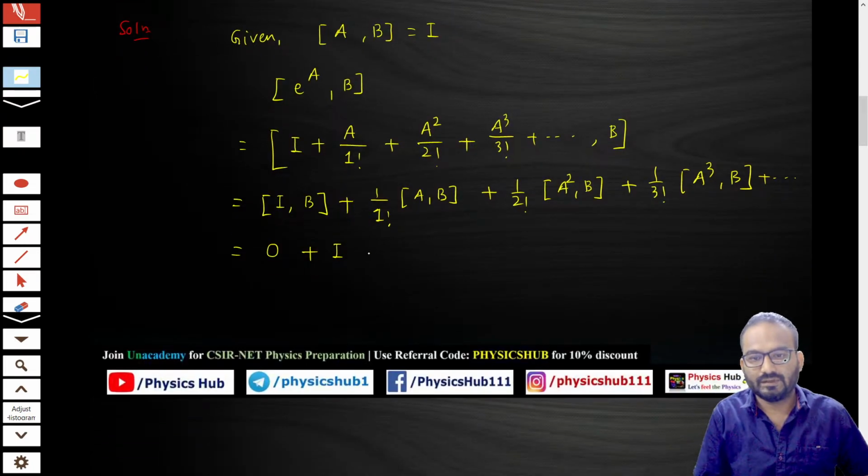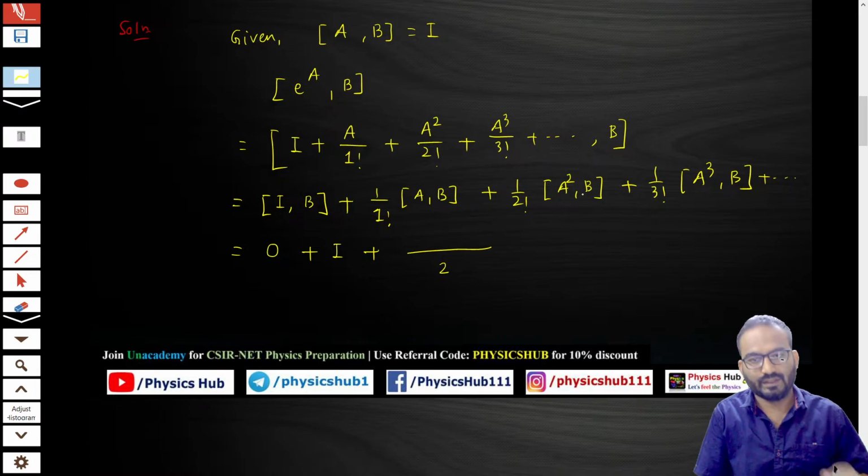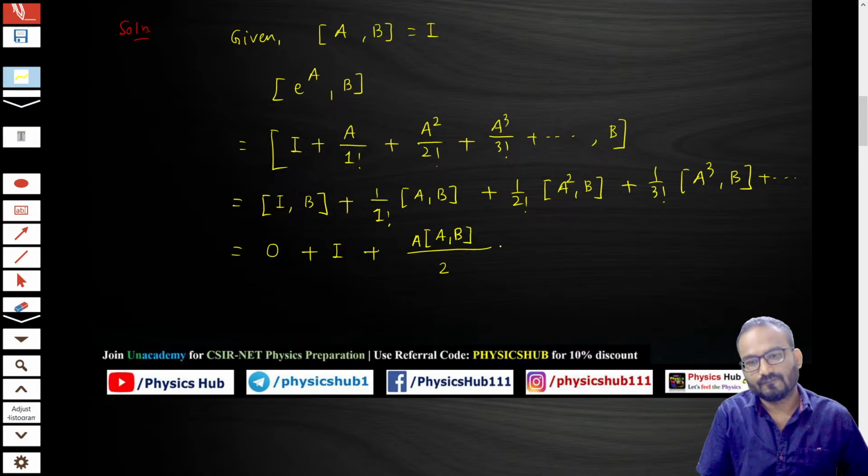Now what about this term? So 2 factorial is 2, A square into B. A square into B is like A into A, so this can be written as A into [A, B], by considering the first A, and considering the second A, you can write [A, B] times A.